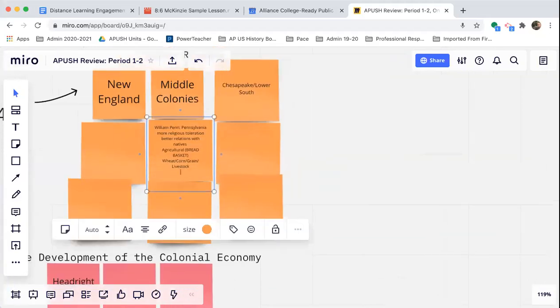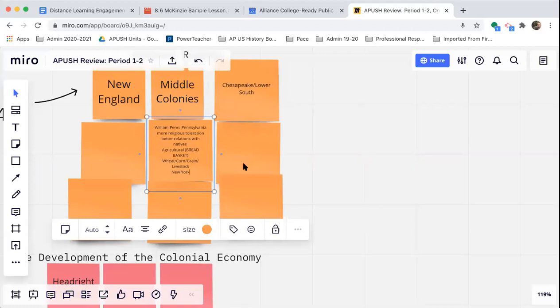All right. Other than Pennsylvania, what's the other main, Kevin, you said it earlier, what's the other main middle colony? I said it? But yes. New York. Fool. All right, he's back to muted.